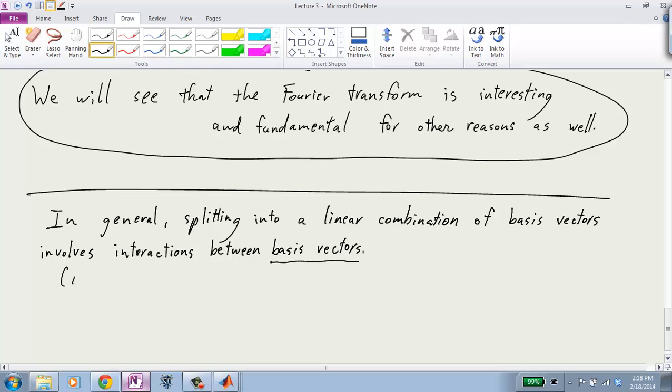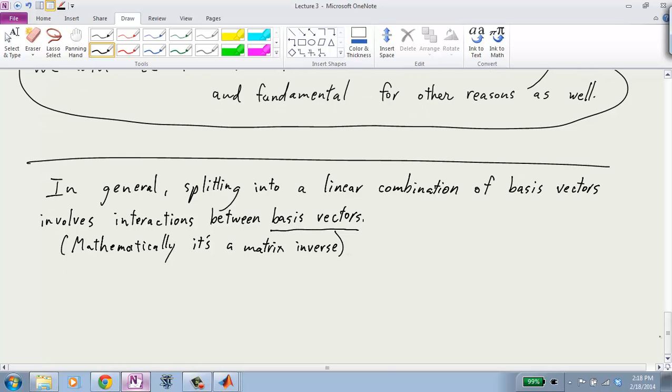Mathematically, I've already mentioned this is just a matrix inverse. But if you look at the operation of inverting a matrix, it's somewhat complicated. And so let's just consider vectors in 2 dimensions.